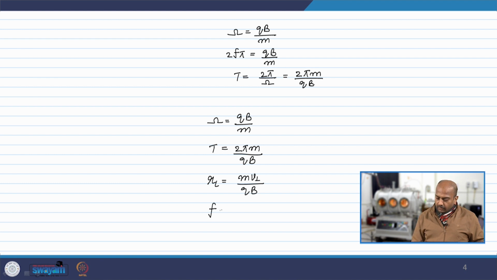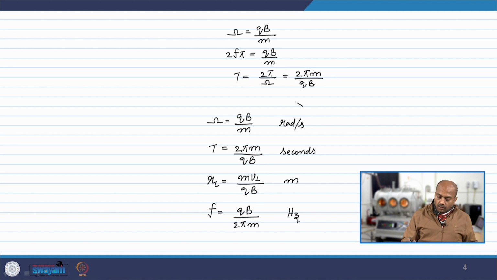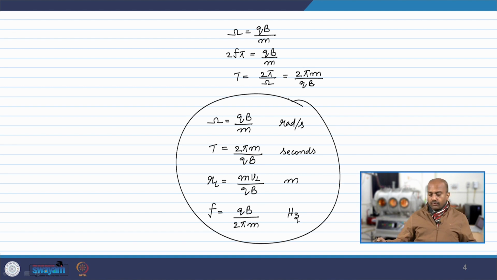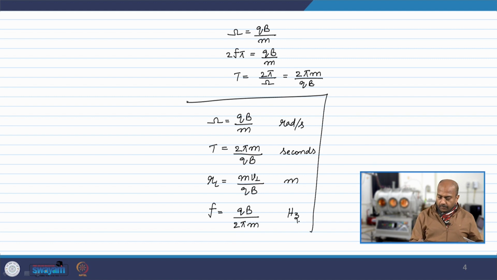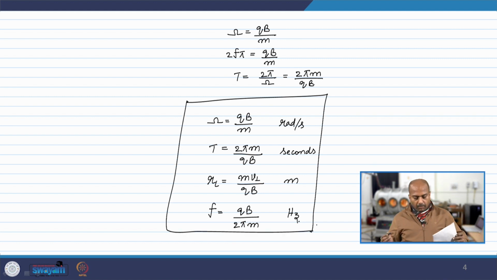or if you want to write the frequency as it is, qB by 2 pi m. So the dimensions are: for omega, radians per second; for time period, seconds; for radius, meters; and this is hertz, right? So this is the conclusion of the entire discussion that we had so far. The particle's motion is governed or characterized by these 4 parameters.